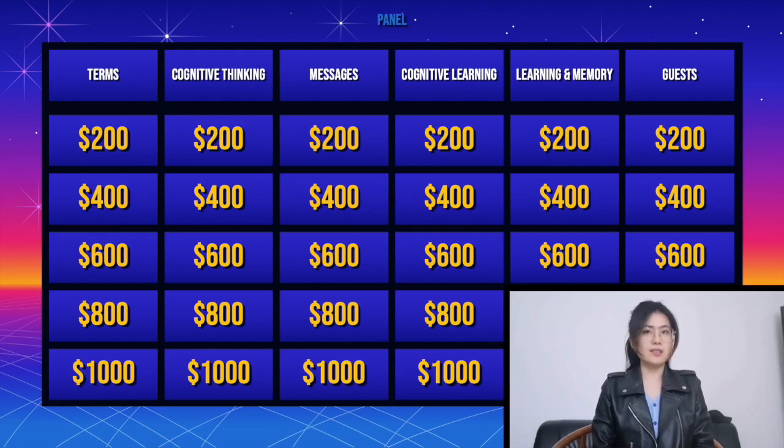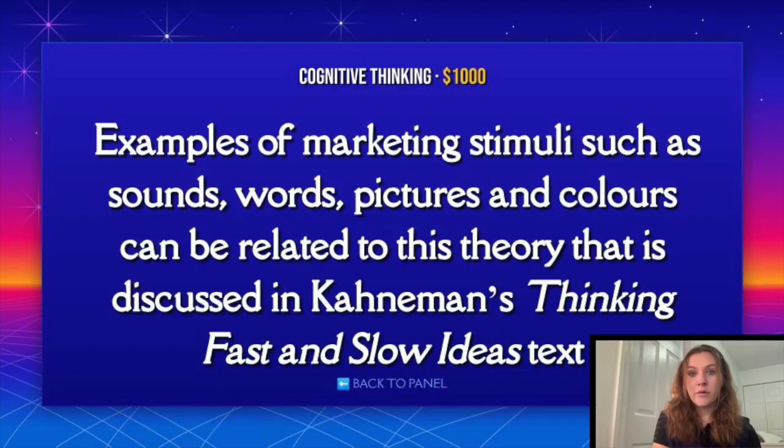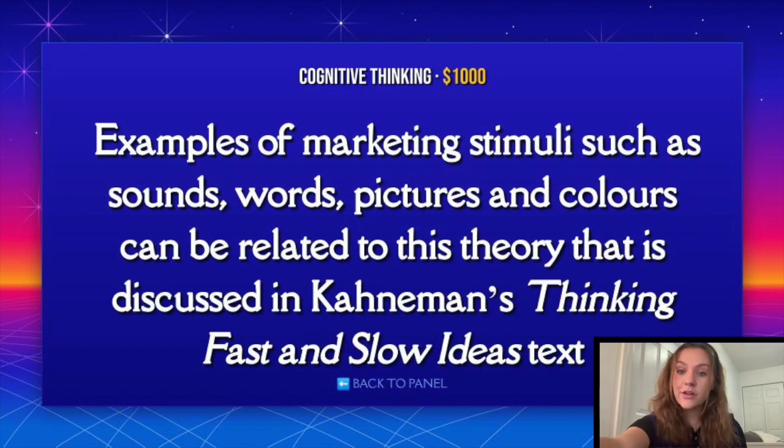Cognitive thinking 1,000. Examples of marketing stimuli such as sounds, words, pictures, and colors can be related to this theory that is discussed in Kahneman's Thinking, Fast and Slow text. So what is the theory of illusions of remembering? That is correct, $1,000 for Jen.